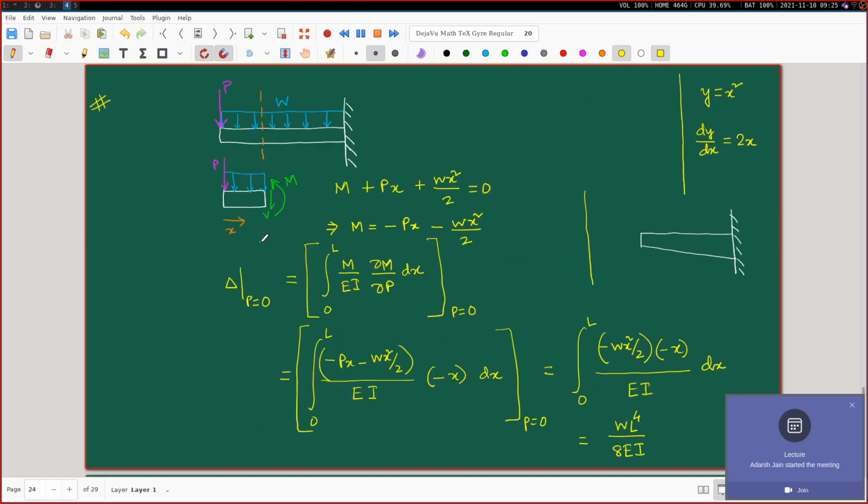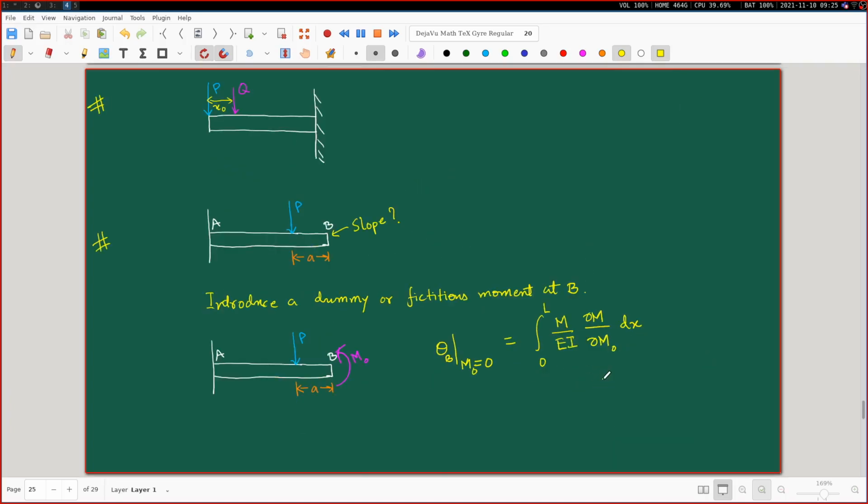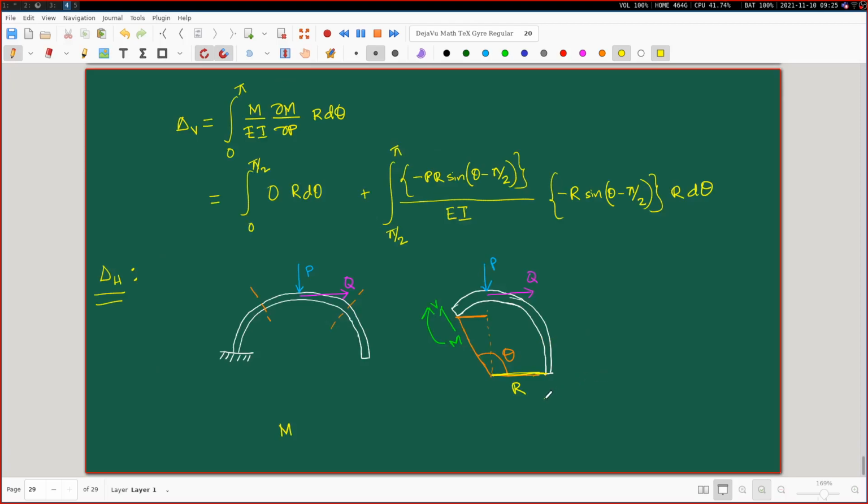Not this one, this one. You see, when we were taking the moment after applying the fictitious force P here, we were still considering the contribution from the original load, the W. Because if we don't do that, ultimately everything will become 0 because we are going to set P equal to 0. So definitely I have to include the actual load. It makes sense also. So tell me the contribution from P. It is exactly like before. So this is P into R sine theta minus pi by 2. That was the expression, right?